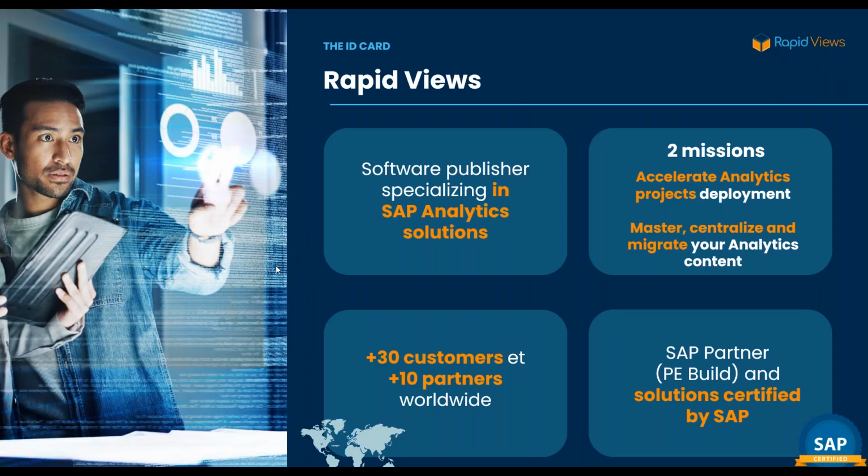Just quickly, Rapid Use. Rapid Use is a software publisher specializing in SAP Analytics solutions. We have 2 goals. The first goal is to accelerate analytics project deployment for all customers that will start with SAP Data Platform, S4HANA system, or ECC on HANA, and don't have a BI environment. We will help customers accelerate deployment of BI, and the other goal is to help customers master, centralize, and migrate analytics content with the BI Smart repository. We will show the demonstration of this tool after.